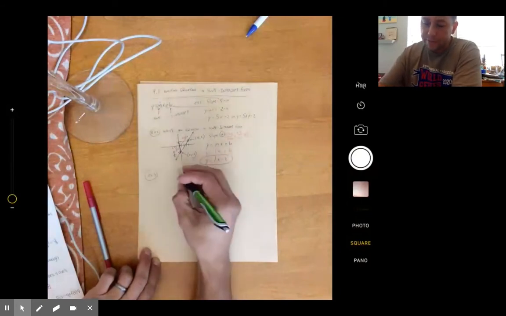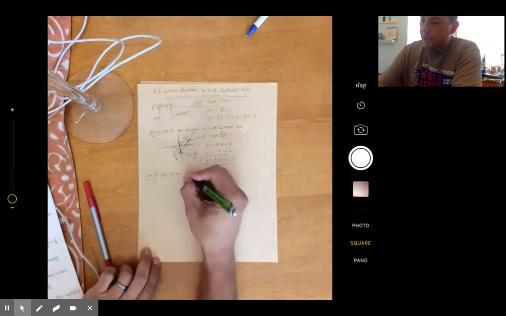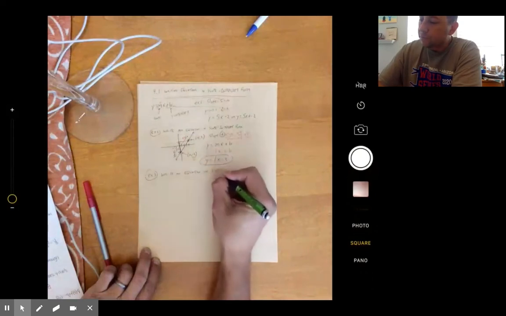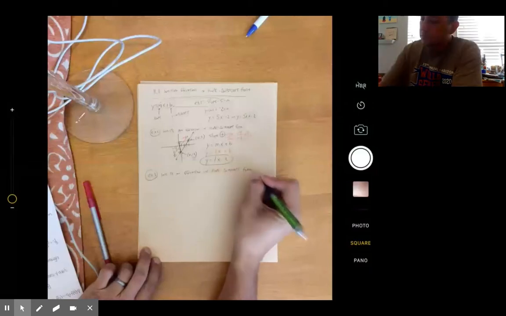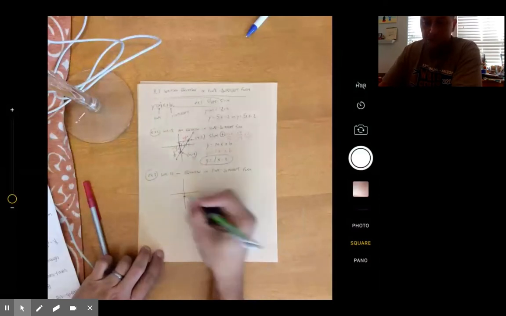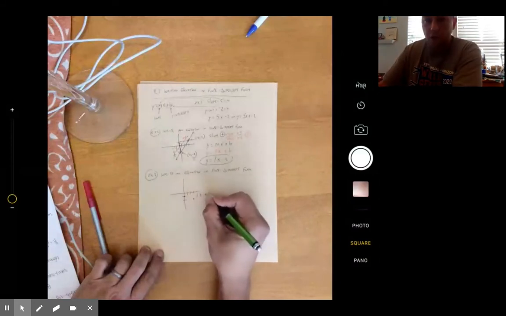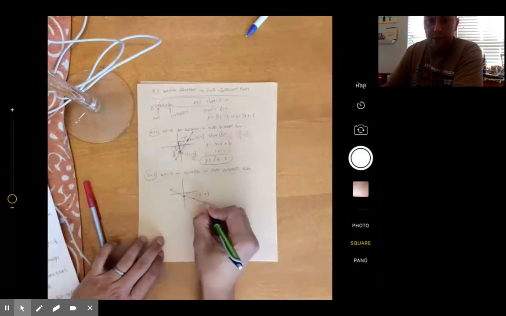Now we're going to do the same thing, but I'm going to give you a different one with a negative slope. Write an equation in slope-intercept form. And this is what the picture is going to look like. It crosses down here at 0, -1. And the second point is going to cross at 3, -2. So the graph kind of looks like this.